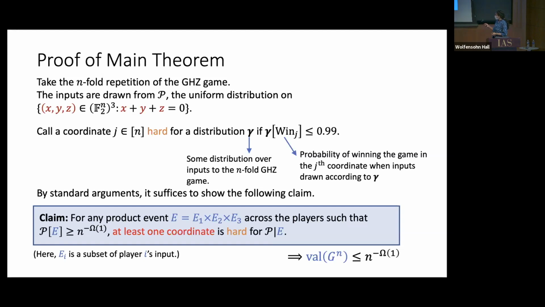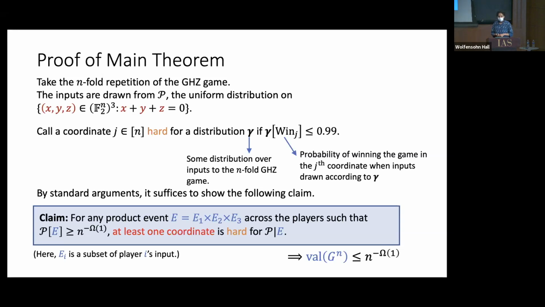Let gamma be any distribution on inputs to the n-fold GHZ game. Let j be a coordinate. We say that a coordinate j is hard for a distribution gamma if the probability of winning in that coordinate is at most 0.99, where the inputs are sampled from this distribution gamma.